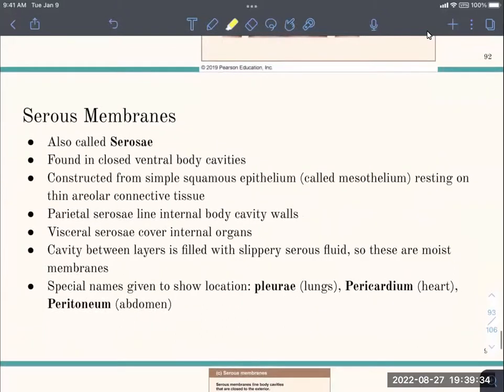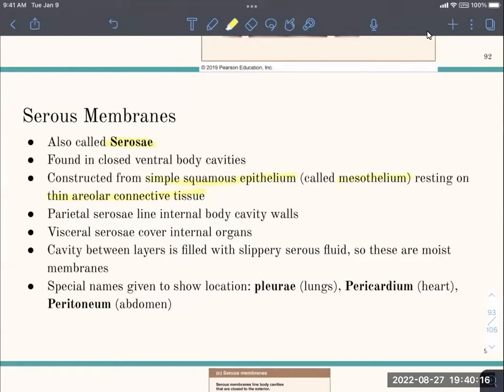We also have what are called serous membranes or serosa. These are found in your body cavities. They consist of two layers of simple squamous epithelium called mesothelium, and they rest on top of a thin layer of areolar connective tissue. There's the two layers to it. One that actually lies on top of that organ, and that's called the Visceral Serosa. And the one that faces the other direction, that faces the outside the body cavity, is called the Parietal Serosa.